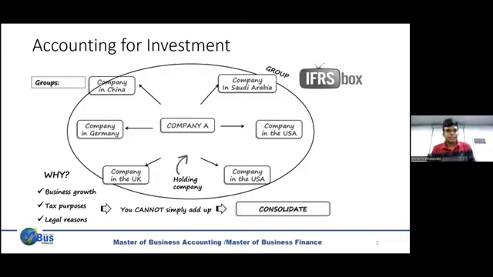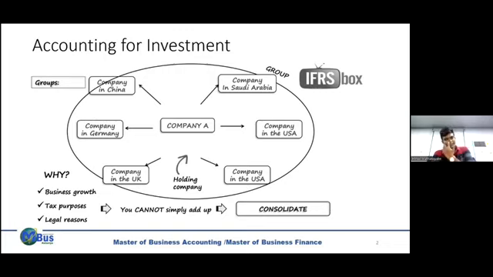First we have to know how we are going to account for the investment and what kind of investment we are going to learn. When it comes to investment, we are talking about groups, the parent, the subsidiary, and associates. Some of you already know these words, and some of you are not very familiar with them. So don't worry, let's look at this.